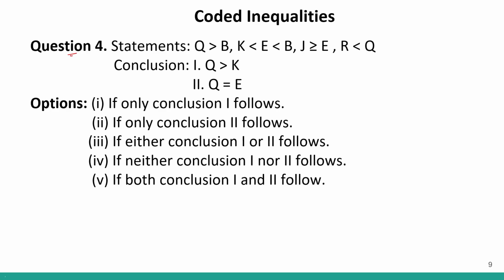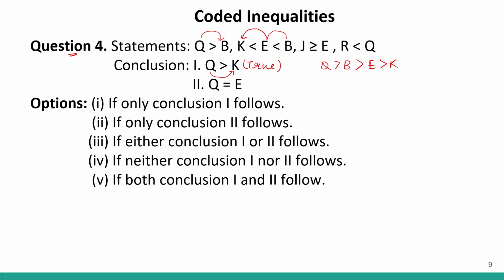Now, moving on to question number 4. Question number 4, first a statement is given which shows the relationship between various elements, and then a conclusion is given. So we have to determine whether Q is greater than K. Bigger door to smaller door. I can see that Q is greater than B, B is greater than E, and E is greater than K. So clearly Q is greater than K. Hence this information is true.